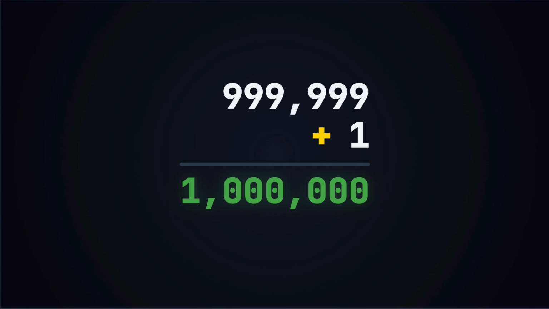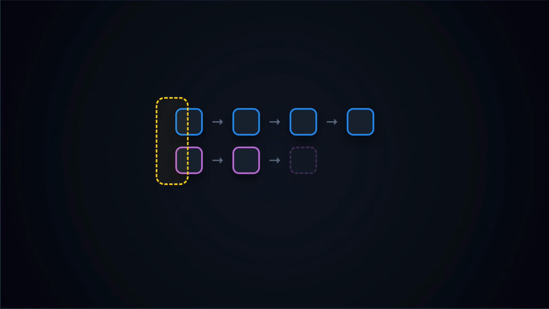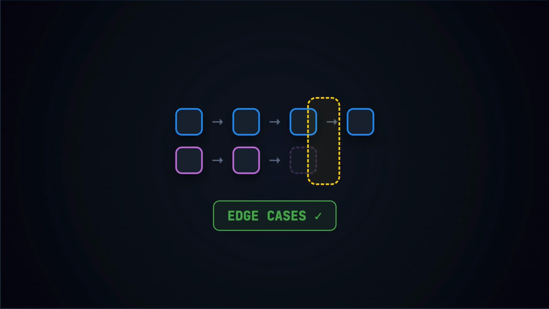That's how you add two numbers without ever overflowing. Edge cases handled, one linear pass, done.